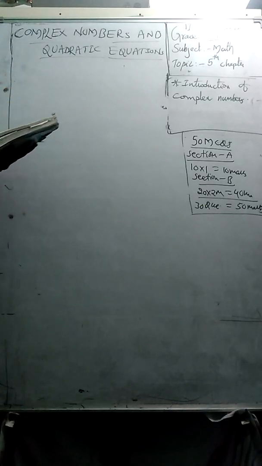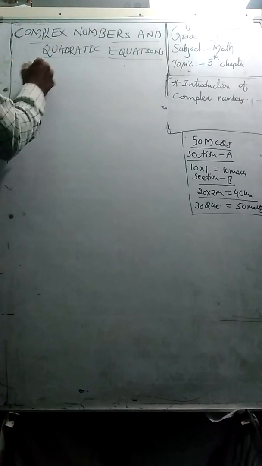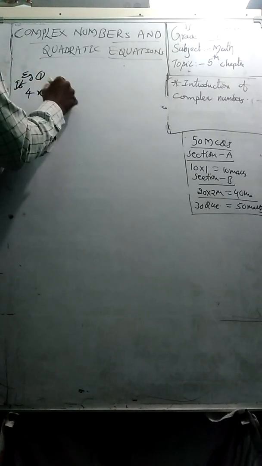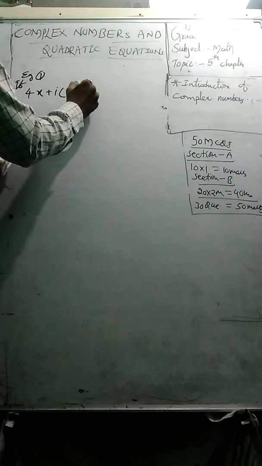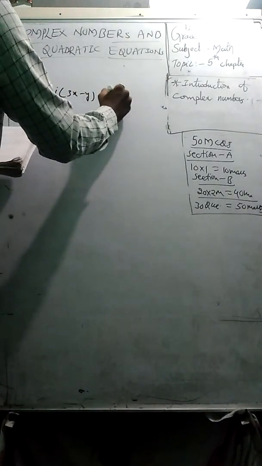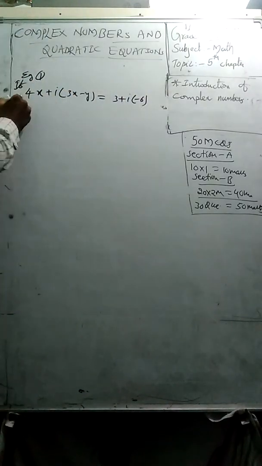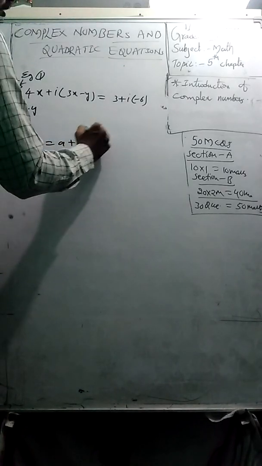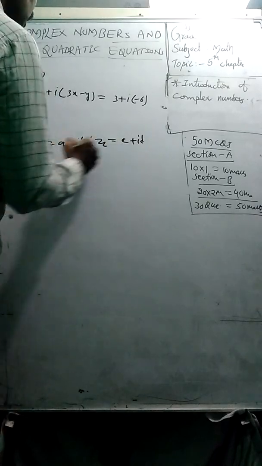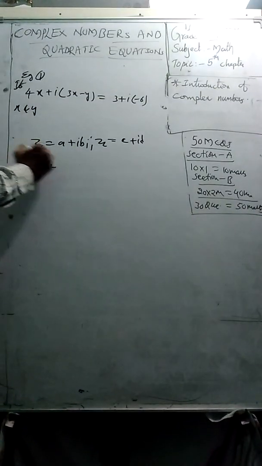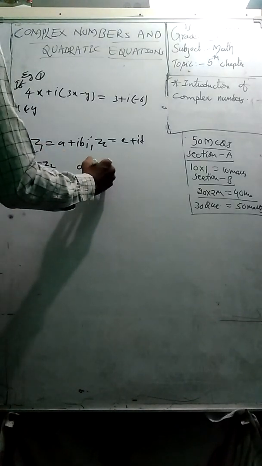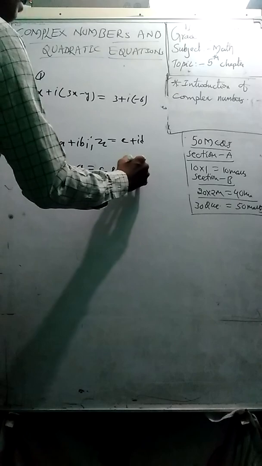Now, first suppose one question is given, example 1. If 4x plus i(3x minus y) equals 3 plus i(minus 6), find x and y. See, students, if z1 is a plus ib and z2 is c plus id, these two complex numbers are equal when a equals c and b equals d.